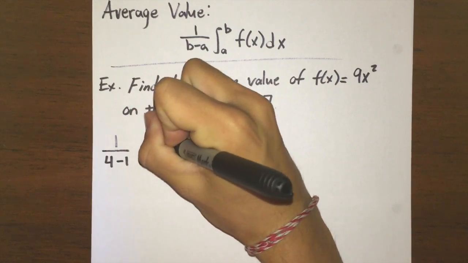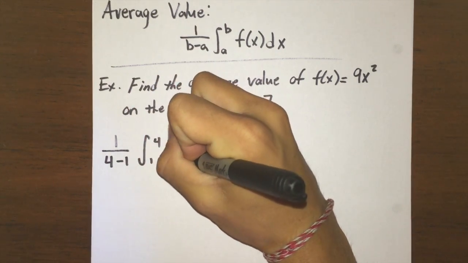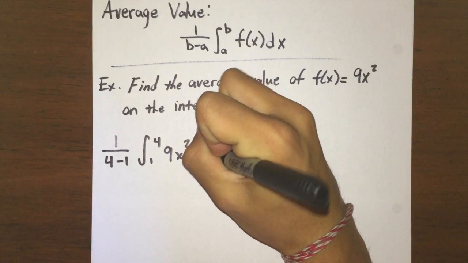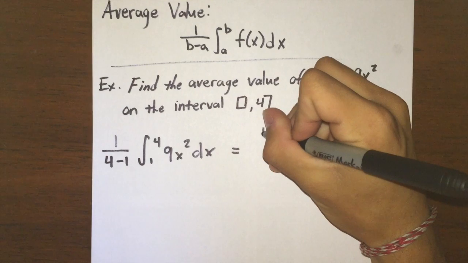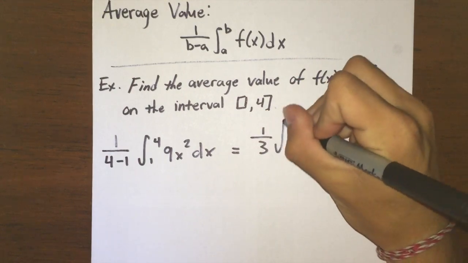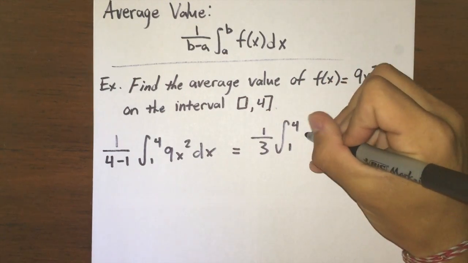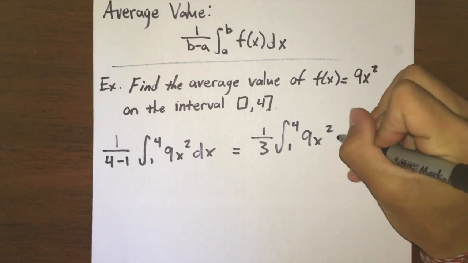To find the average value of the function, we take the integral of that function and multiply it by 1 over b minus a. This example uses the function 9x squared on the interval 1 to 4. We set up the integral using 9x squared from 1 to 4 and multiply it by 1 over 4 minus 1. This is 1/3.